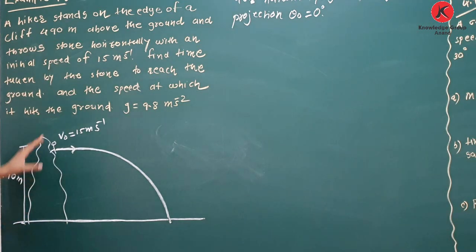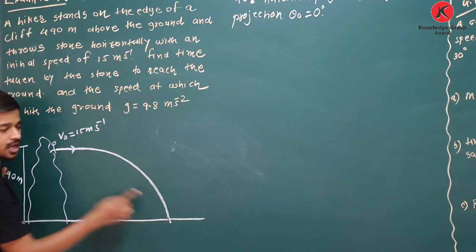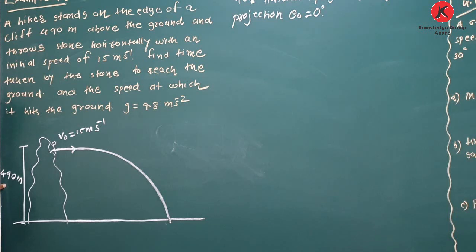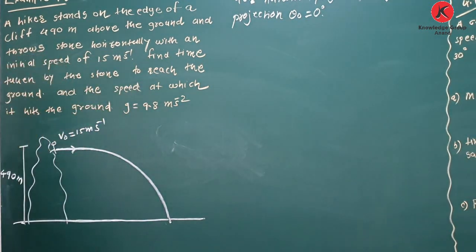Now the first question is, you have to find the time taken by the stone to reach the ground. See, initially the stone is here, finally it will be here. So what is its displacement? Initially here, then it will be on the ground. So what is its vertical distance? 490 meters. Vertical means y component. So remember the equation of the y component.